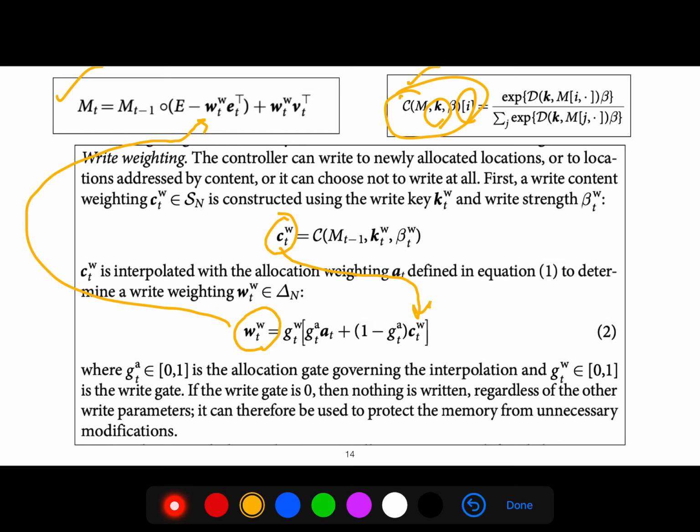And g is just g allocation, and we have also g of write. But g of allocation is the allocation gate governing the interpolation, and this g_t^w is the write gate. If the write gate is 0, then nothing is written, regardless of other write parameters. It can therefore be used to protect the memory from unnecessary modifications.